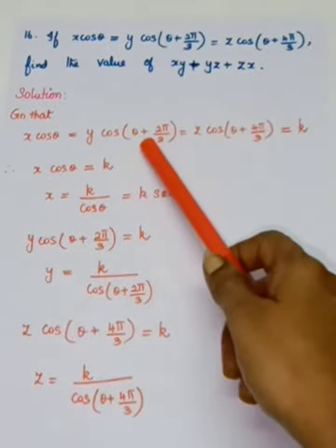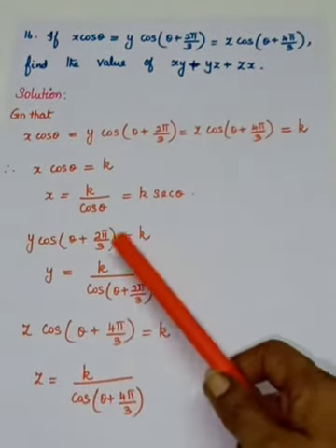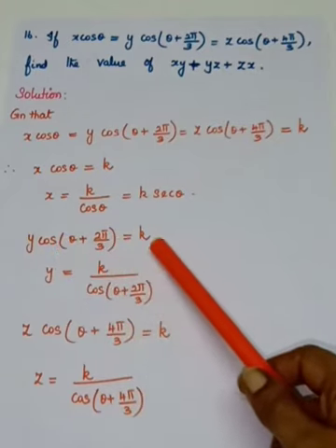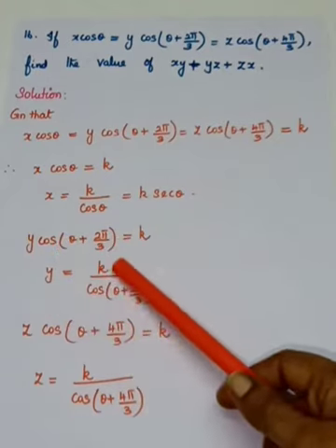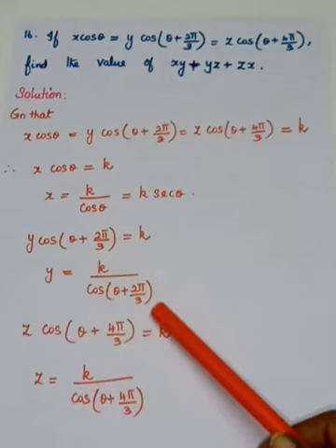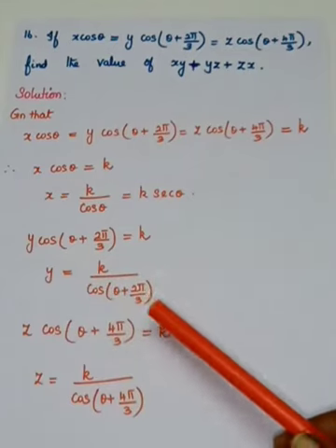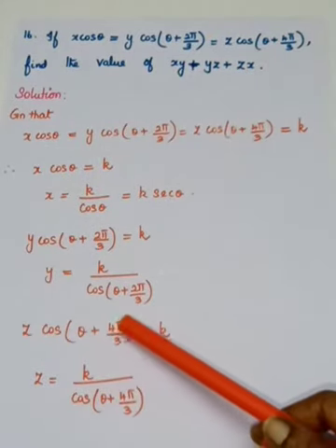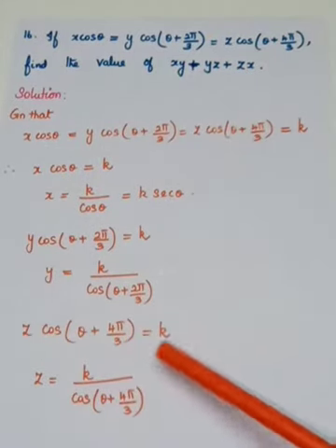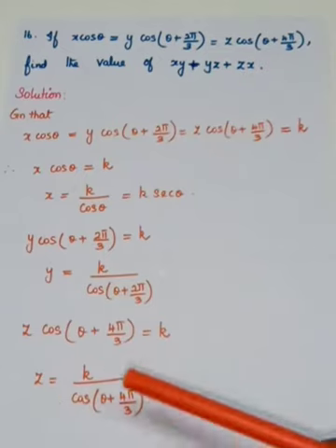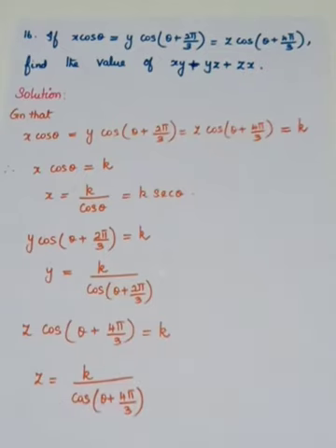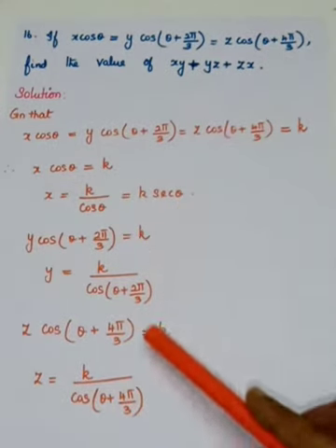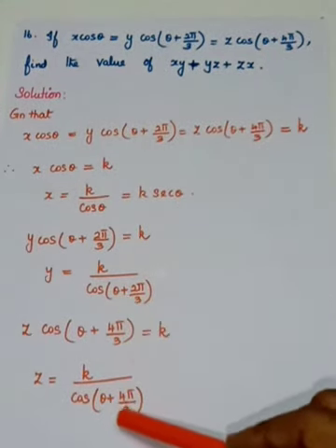Take the second result and equate to k. So y into cos of (theta plus 2 pi by 3) is equal to k. Now what is y? k divided by cos of (theta plus 2 pi by 3). Next, take the third result, z into cos of (theta plus 4 pi by 3) equal to k. In the same way, z is equal to k by cos of (theta plus 4 pi by 3). Here you have only cos theta, so that's why I have written secant theta. But here these values have to be found.